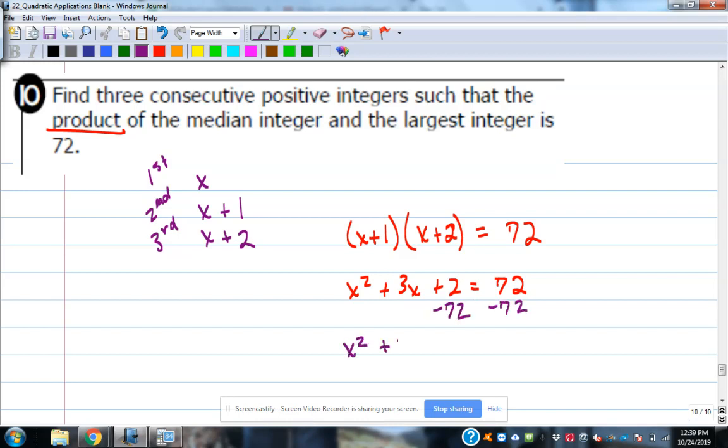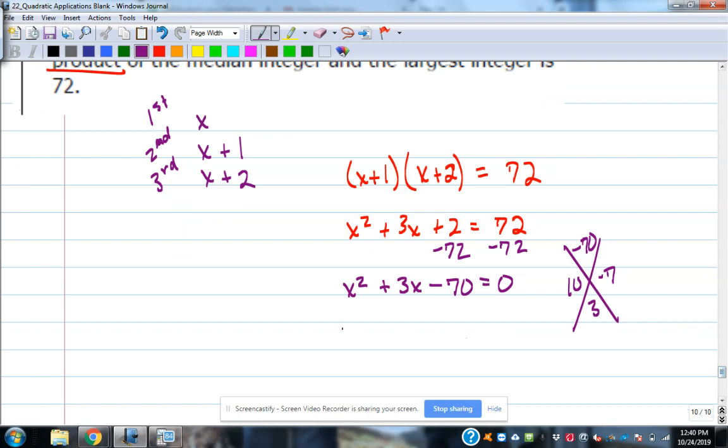This looks like one we've done before today. Negative 70, had to add to be 3. 10 and negative 7. So x plus 10, x minus 7. So x equals negative 10, x equals positive 7. And it asks us to find all 3 integers. So what are the integers? 7, 8, and 9.